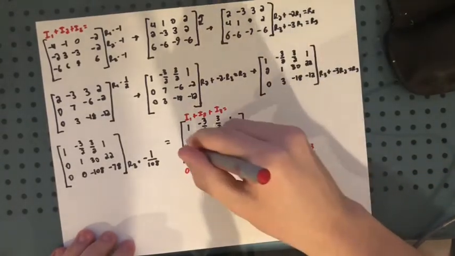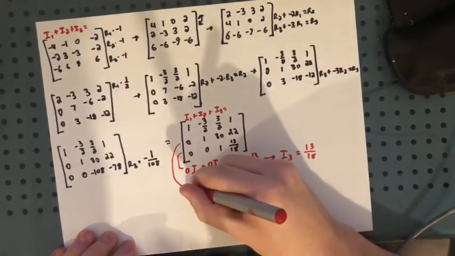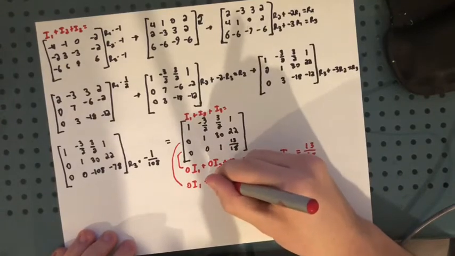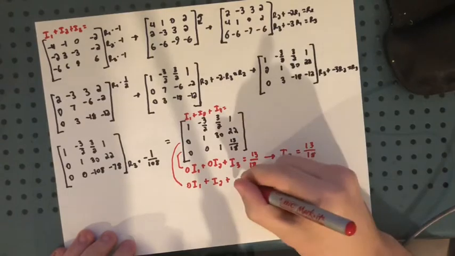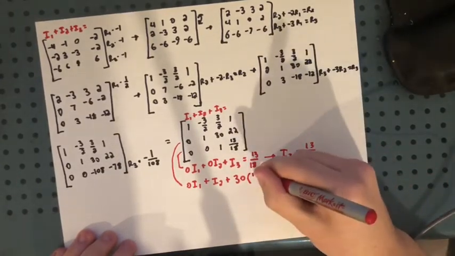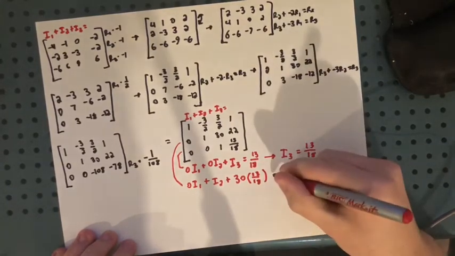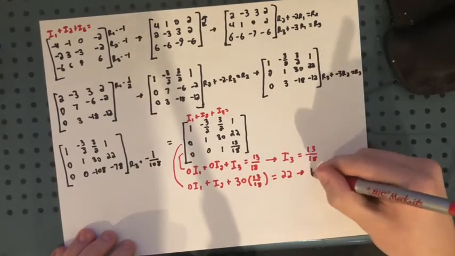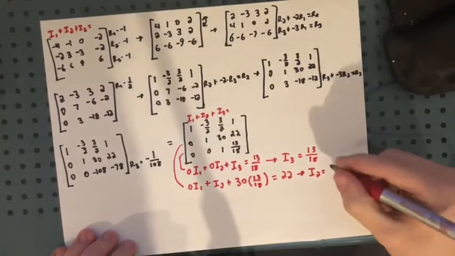Now if we take up this second row, bring it down here, so we have 0 I1 plus I2, then plus 30 times I3, which is right here, so we'll do 30, bring that in parentheses, 13 over 18, which is what we found I3 equal to, and that is going to equal 22. Now if you simplify this, we get that I2 is equal to 1/3.